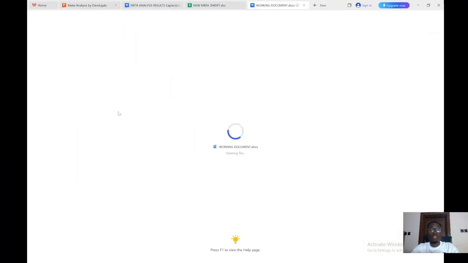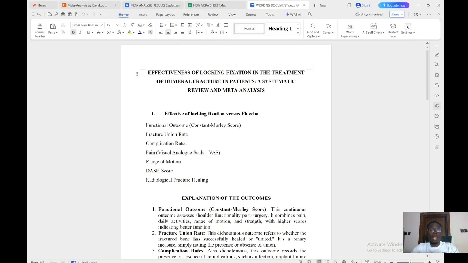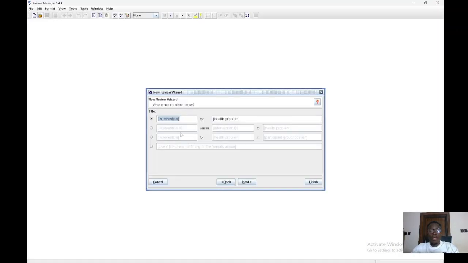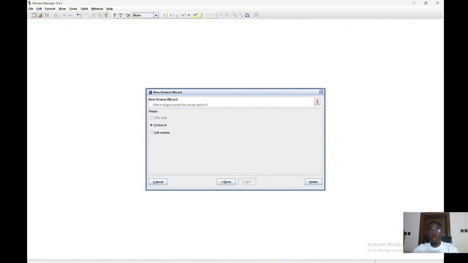So I could just open this. Now this is my topic: effectiveness of locking fixation in the management of humeral fracture in patients. So I could just copy that with Control C, and instead of pasting it there, let me just paste it. So I'm going to select this button, I'm going to press Control V, and I'm going to go to next.